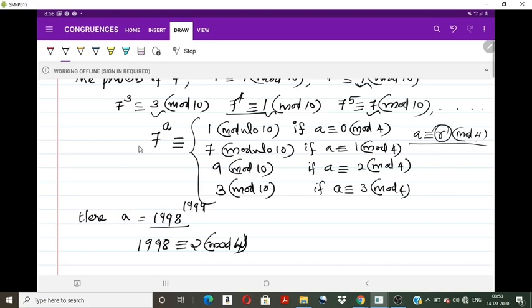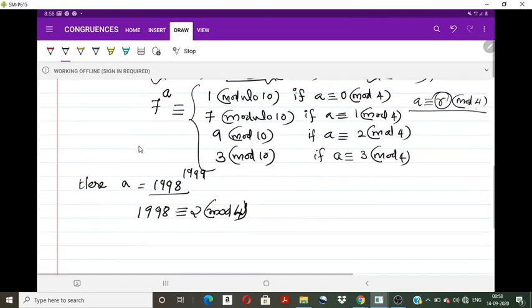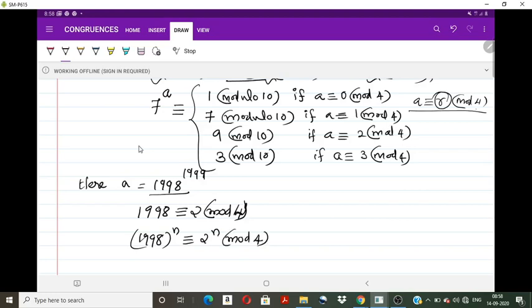But the number is actually 1998 raised to 1999. So any number 1998 raised to n is congruent to 2 raised to n modulo 4, isn't it? Because by the last theorem we proved in the last lecture, that is lecture number 4, 1998 raised to n is congruent to 2 raised to n modulo 4. Now we have to look at the nature of 2 raised to n.